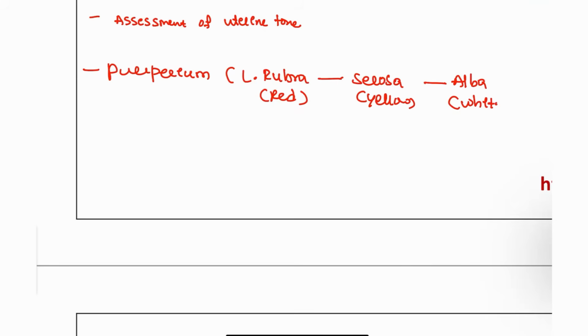Alba in the white color. This sequence is also asked in the examination. So rubra is immediately, less than 24 hours. Serosa is more than 4 days, and alba is more than 10 days. We are going to see that.